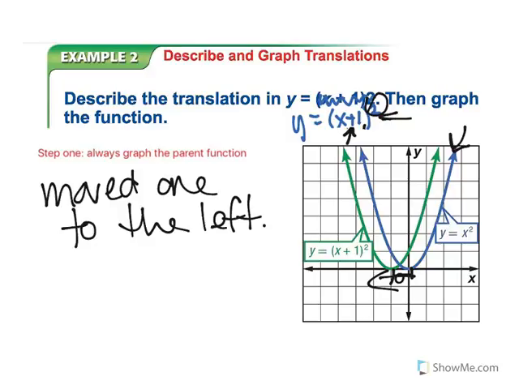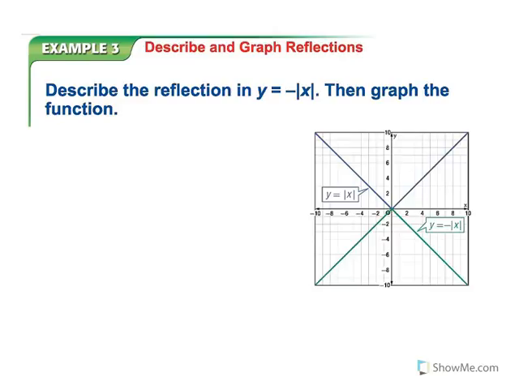Now it's your turn to try a problem. Example 3. Describe the reflection in y equals negative absolute value of x, then graph the function. Alright, so again, step number 1, you need to make sure that you graph the parent function. We know that the parent function to this equation is just going to be the regular y equals absolute value of x, which is graphed here in blue for us. When we plug the other one into our calculator, we get this green result.